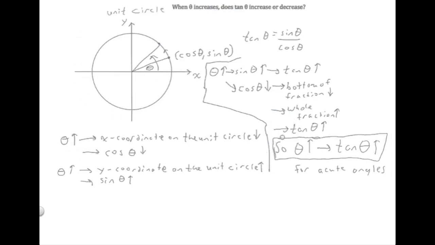Okay, so now we figured out all the patterns for acute angles. When you increase theta, that increases the sine and it increases the tangent, but it decreases the cosine. You can kind of remember that because notice that in this equation, sine is on the top. So you can see that if you increase the sine of theta, it's not surprising that would also increase the tangent of theta.